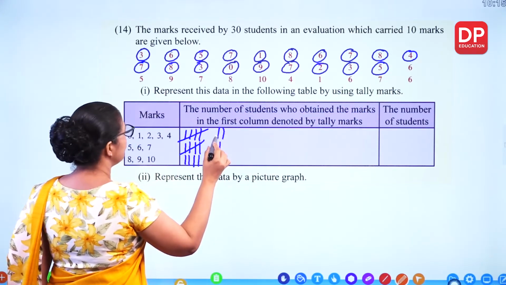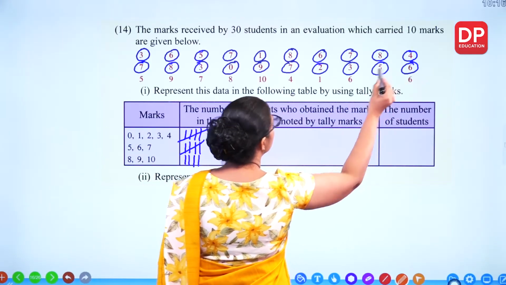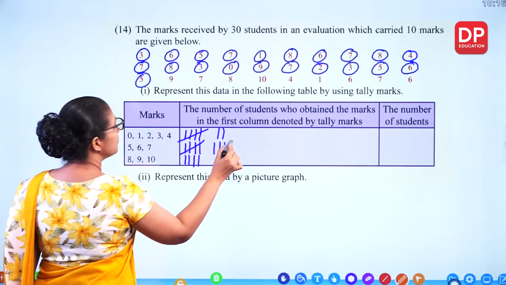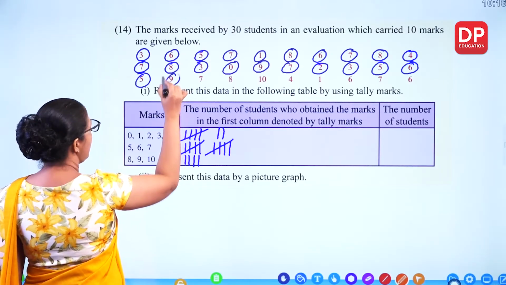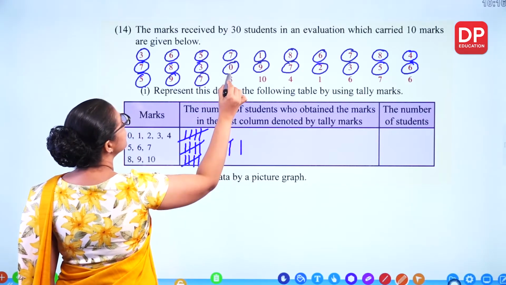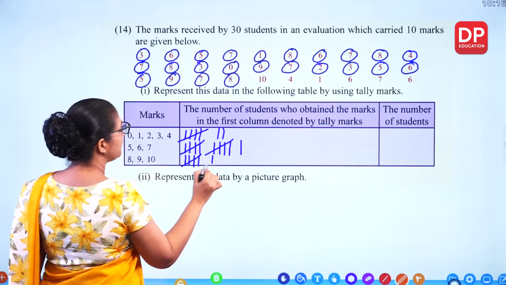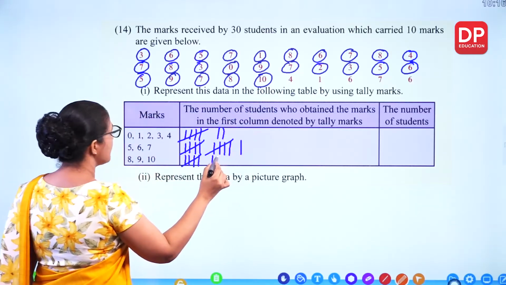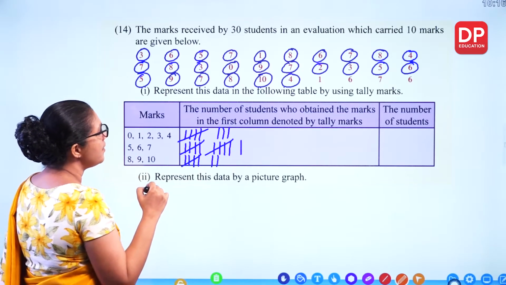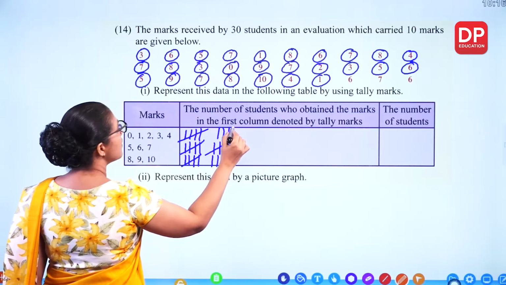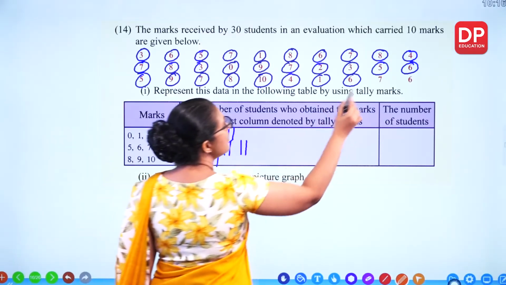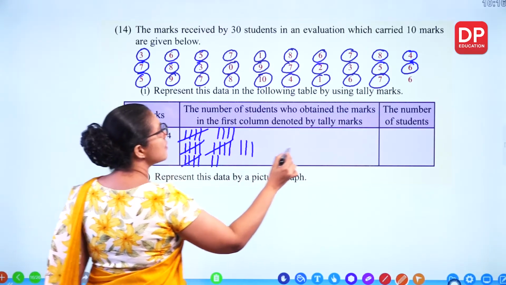5. 6. 5, can cross it out. 9, can cross it out. 7. 8, 8 is here. 10. 4. 1. 6. 7. And 6.